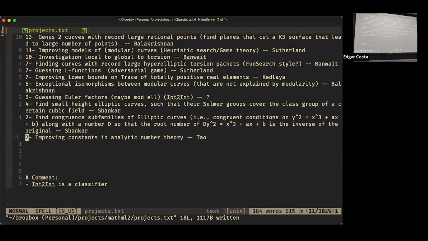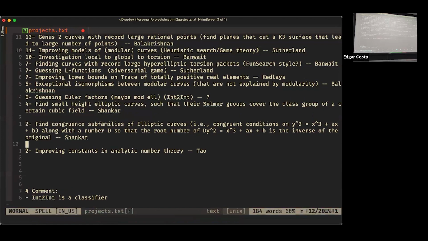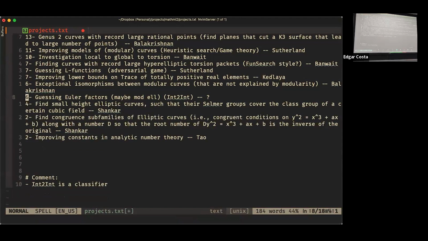Okay, so we're done with that. The subfamilies of elliptic curves. Does anyone commit to that today? Here, no one. Small height elliptic curves that explain the class group of a cubic field. Also not there, okay.